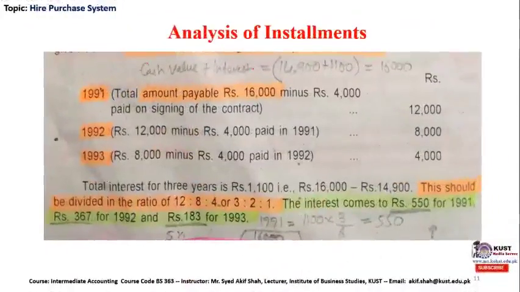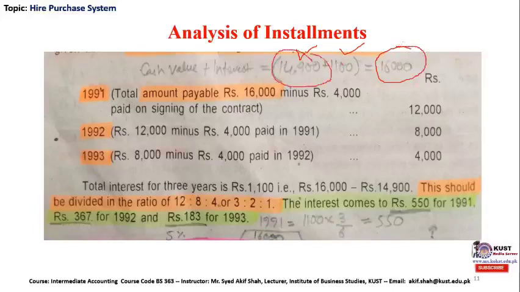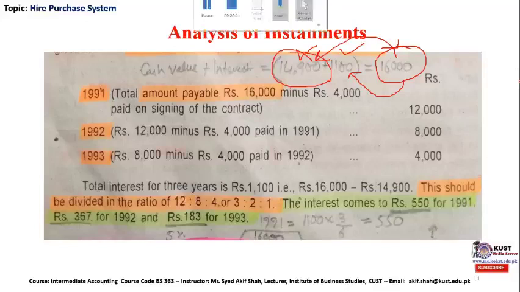Here it is: the cash value was 14,900 and the interest 1,100, and this was the hire purchase price. Since the hire purchase price is given in this condition, which is 16,000, and the cash value is also given, the difference of these two amounts, the cash value and the hire purchase price, is the total interest paid out to the vendor in this purchase condition.